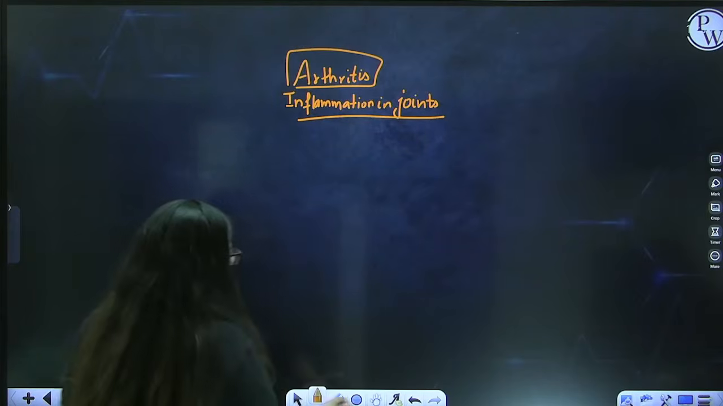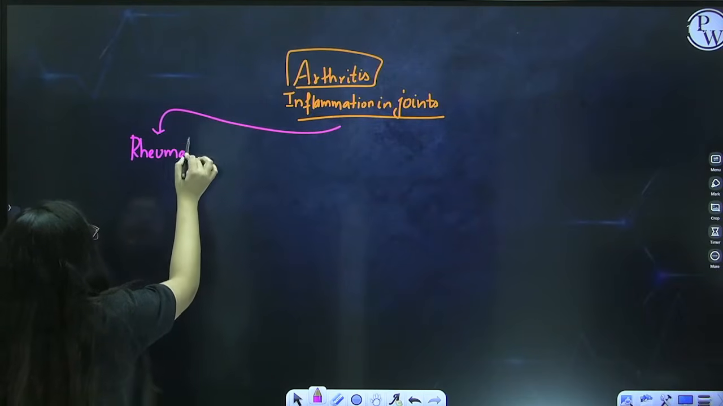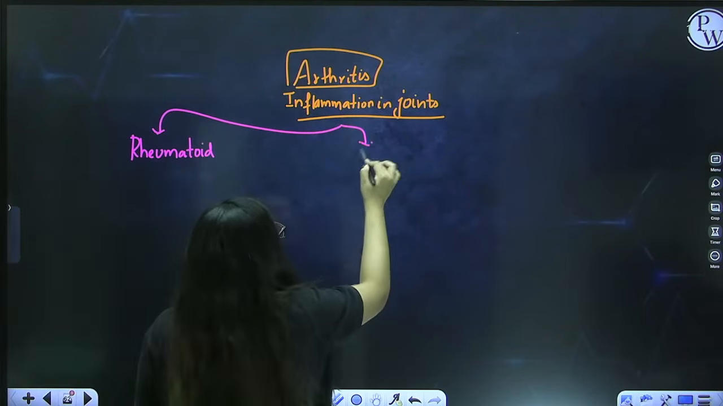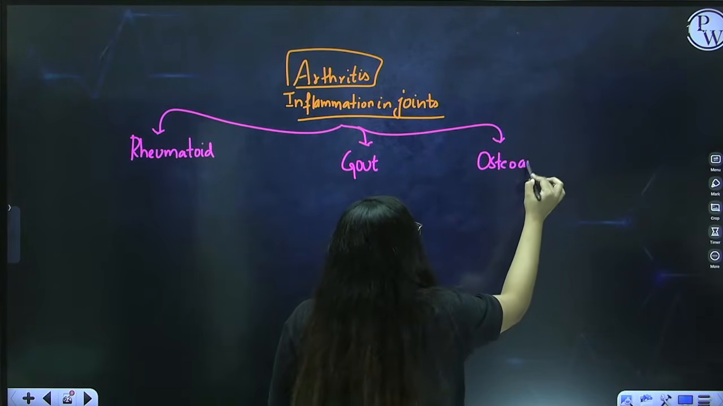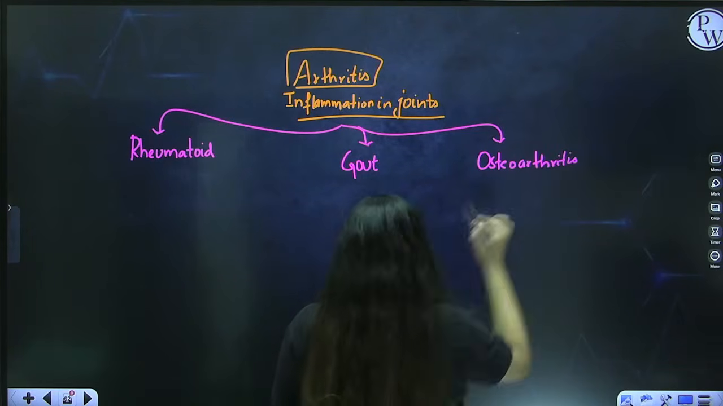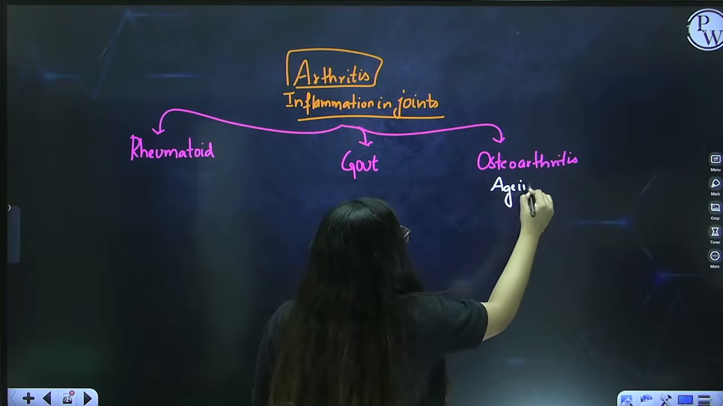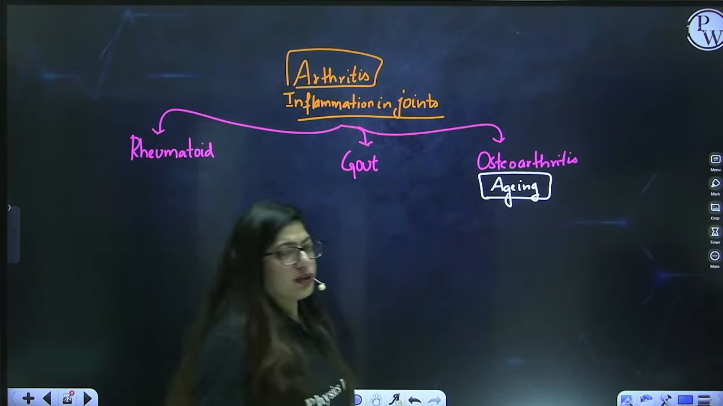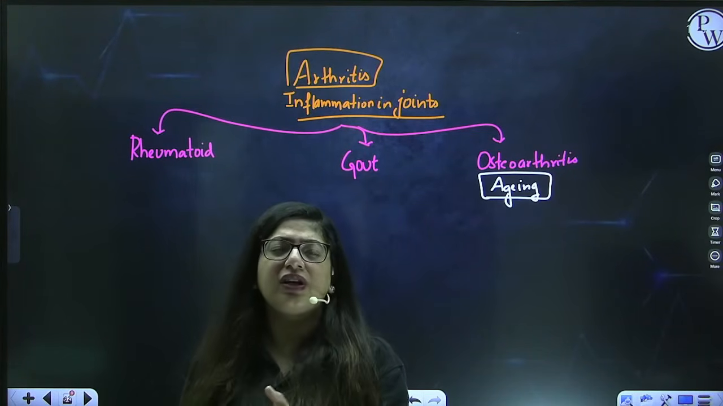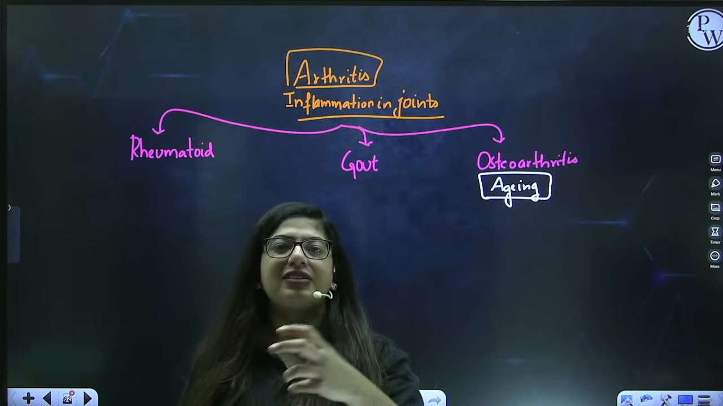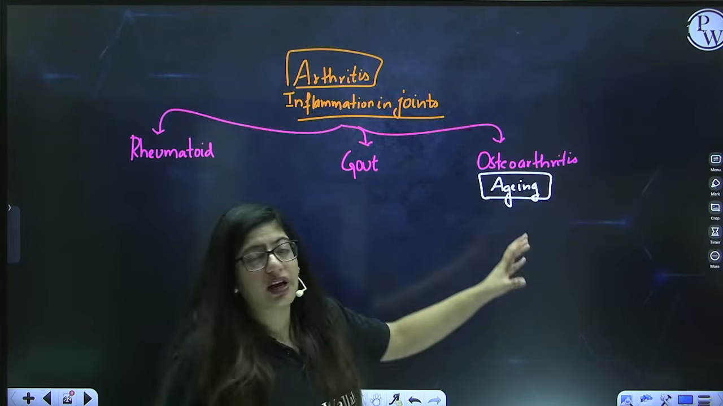So what happens in arthritis? Arthritis is of three types. One is rheumatoid arthritis. Second is gout. And third is osteoarthritis. Osteoarthritis occurs due to aging, and usually hip and knee joints are affected. With age, the synovial membrane and articular cartilage degenerate, and that's how the joint degenerates and the person is not able to move properly. So osteoarthritis occurs due to aging.